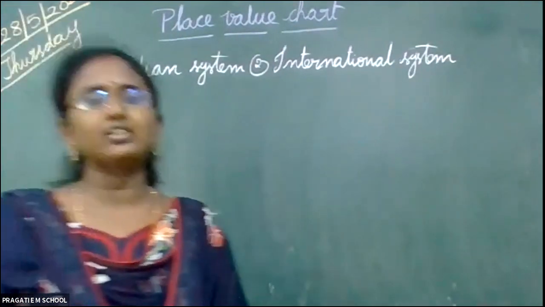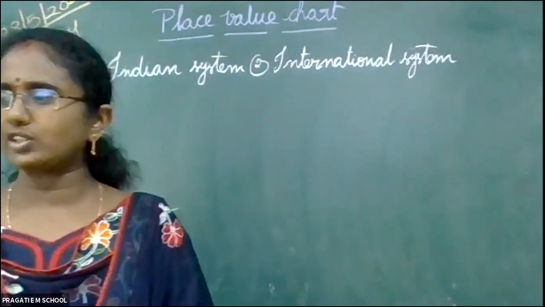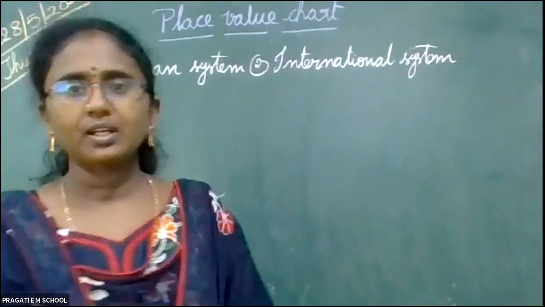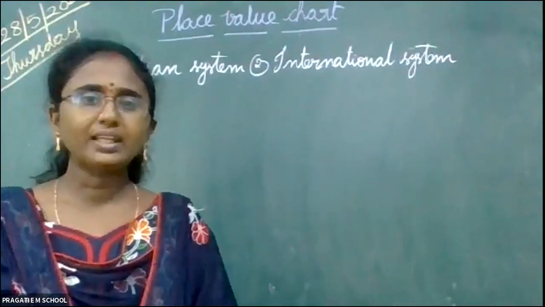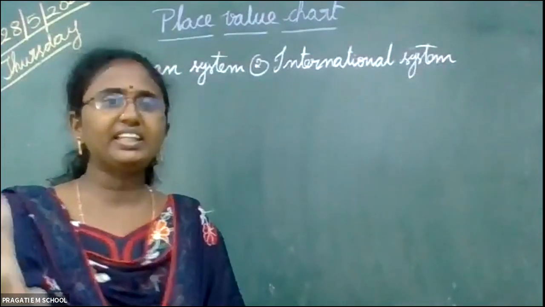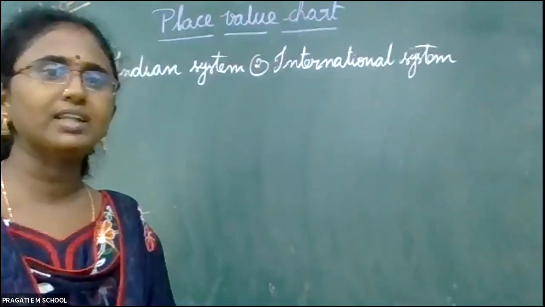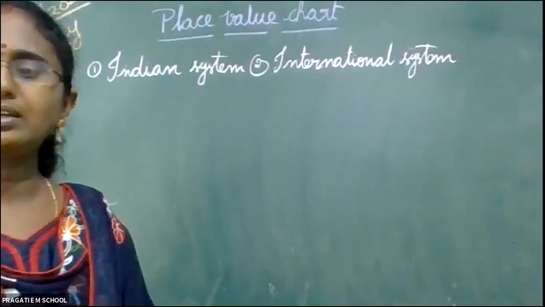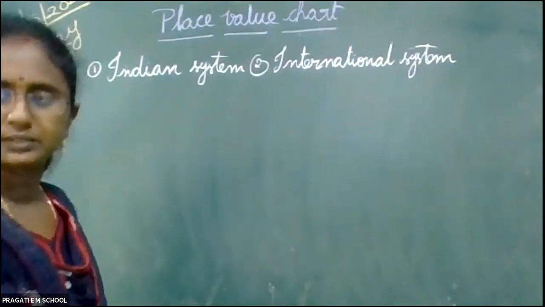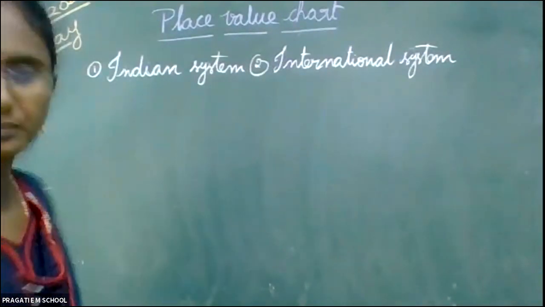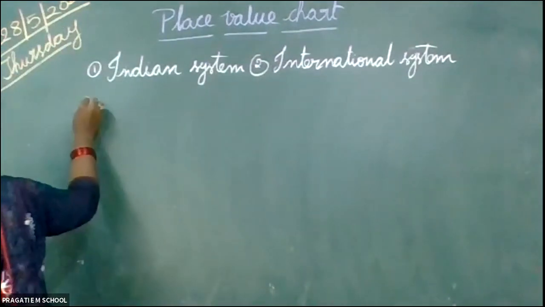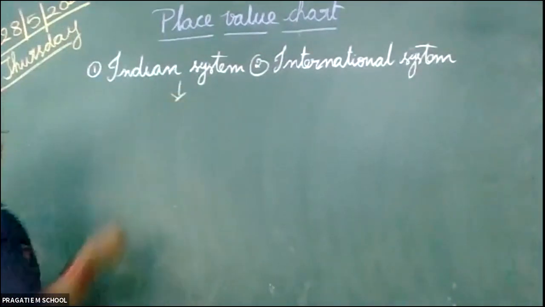What is the use of the place value chart? The place value chart makes it easy to read the number and identify the places. That is the use of the place value chart. Now I am drawing the place value chart on the board. Now you have to try and draw that. Okay, children? First I am telling the Indian system only.